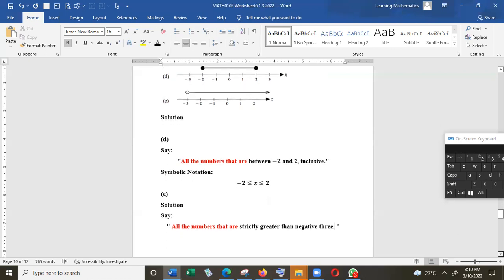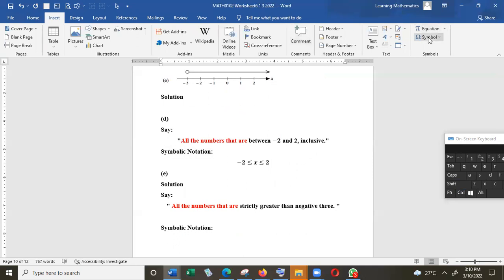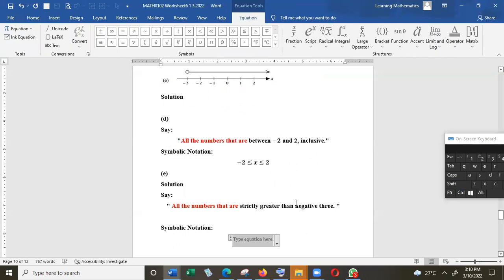Now, symbolically, in symbolic notation, we are going to use X to represent all the numbers that are. And then we are talking about the number 3, okay? And all the numbers that are greater than, no, not 3, -3, sorry.